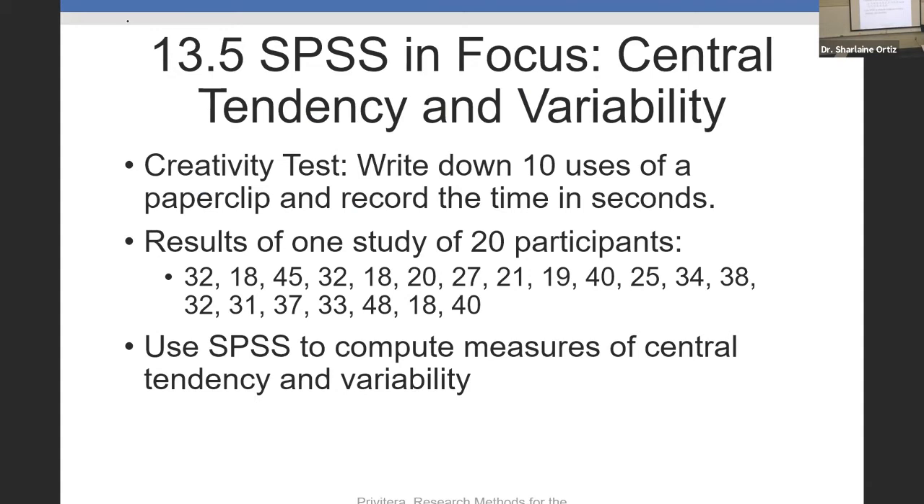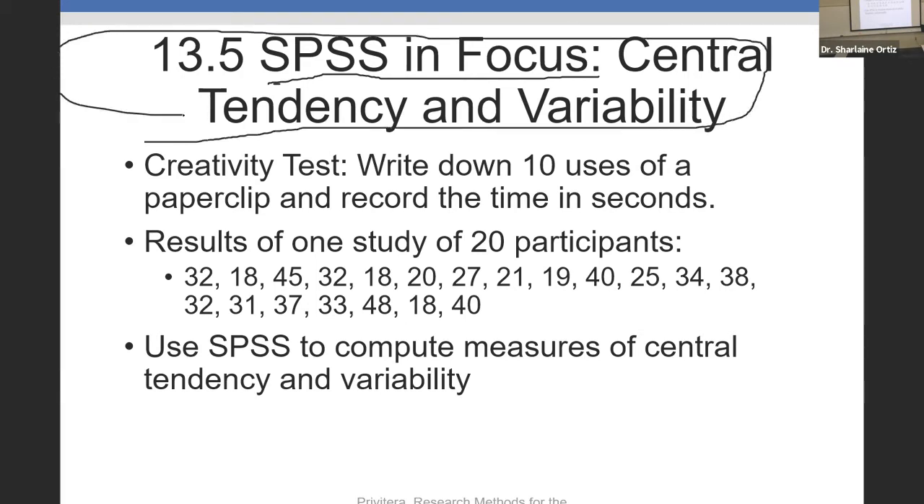Now, for those of you who have SPSS available, whether at home or at a library, notice that in this specific case, this is a data set that we could utilize to start calculating, first of all, measures of central tendency, so mode, median, and the mean, and also measures of variability.